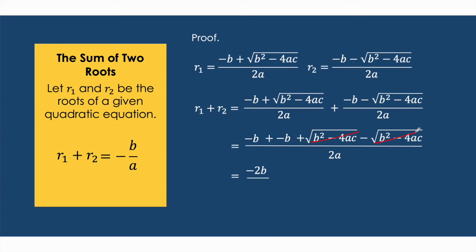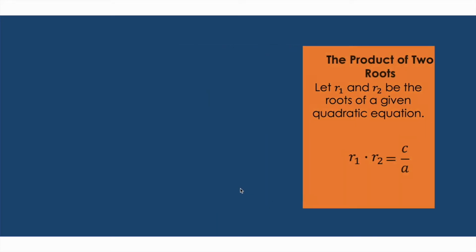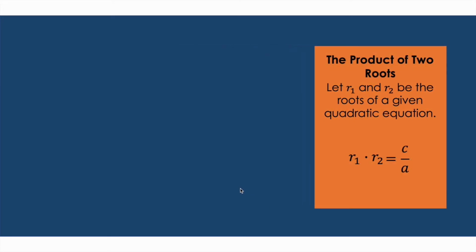So, let us put the denominator, which is 2a. Negative 2 divided by positive 2, this will also cancel. The remaining term is just negative b over a. Now, why is c over a the form for the product of the two roots?